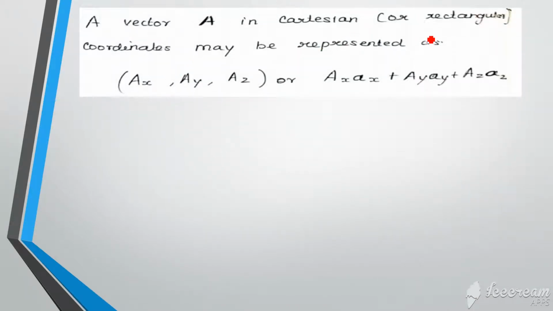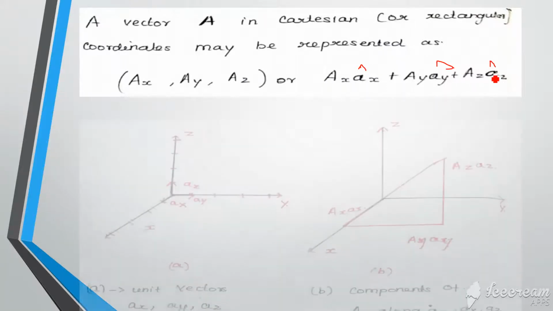A vector A in a Cartesian or rectangular coordinate system may be represented as (Ax, Ay, Az) in point format, or in vector format. We can write A equal to Ax times a_x cap plus Ay times a_y cap plus Az times a_z cap.